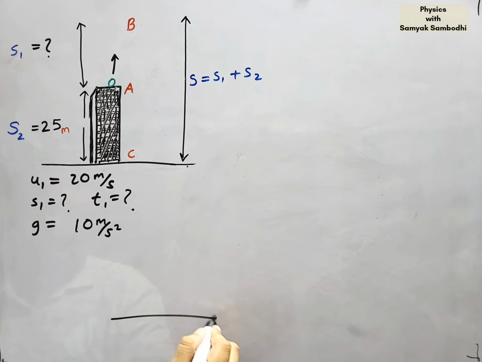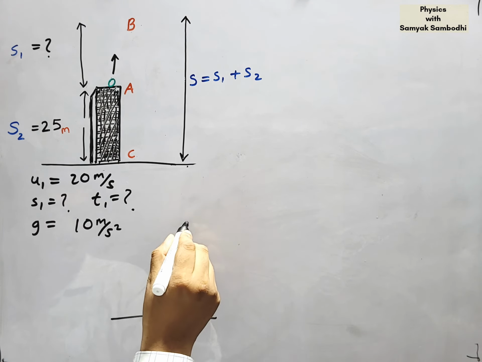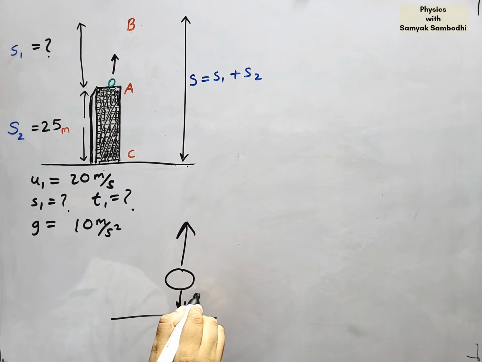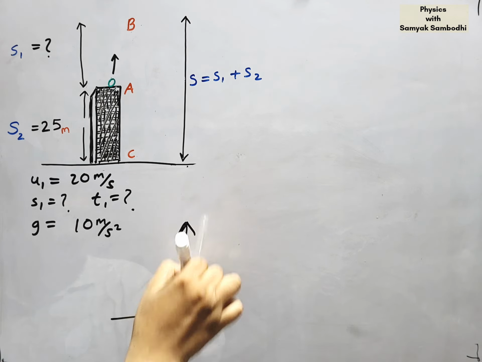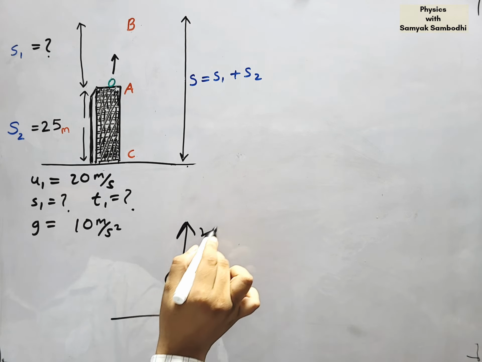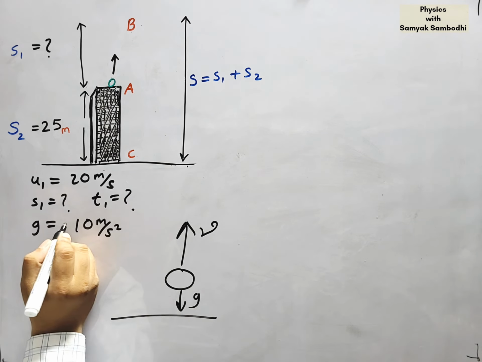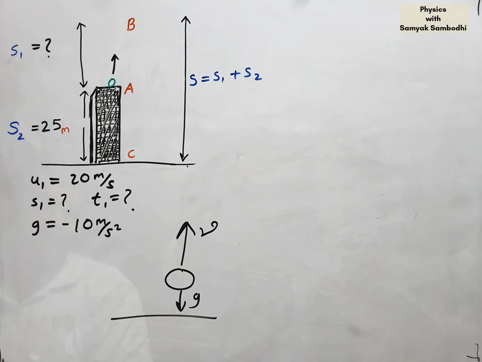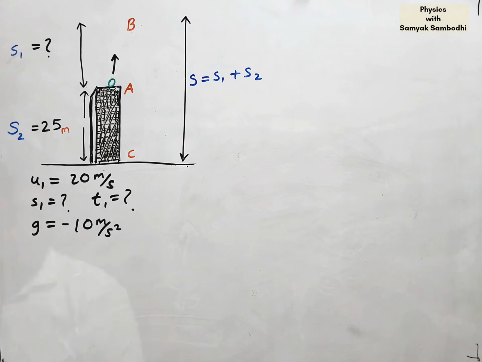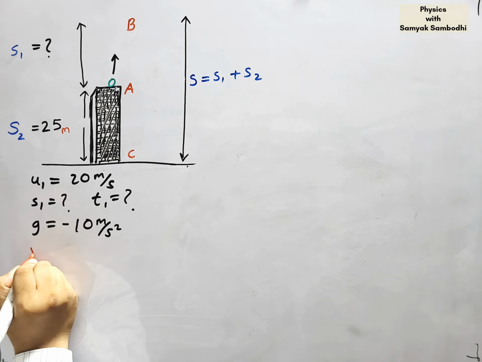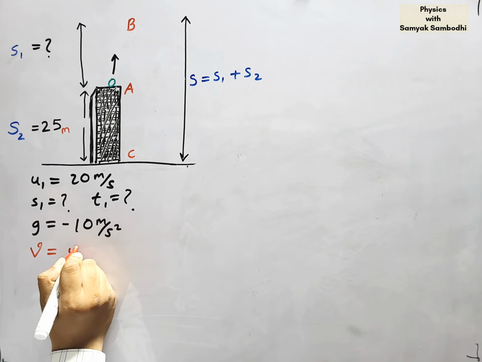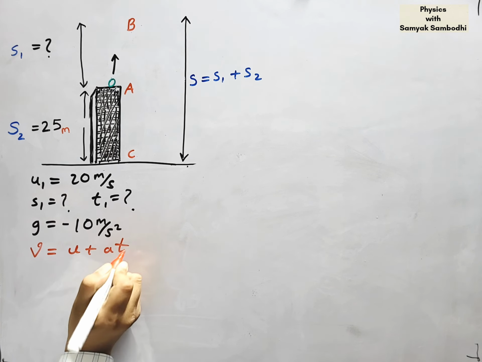But as we see here, the ball is traveling opposite to the direction of gravity. The gravity is acting opposite to the motion of the ball. So that is why we are going to take minus 10 meters per second square. Now we are going to find out the time. So we are going to use this formula: v is equal to u plus at.